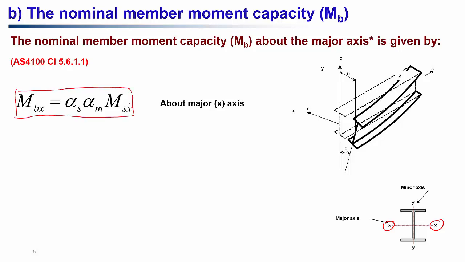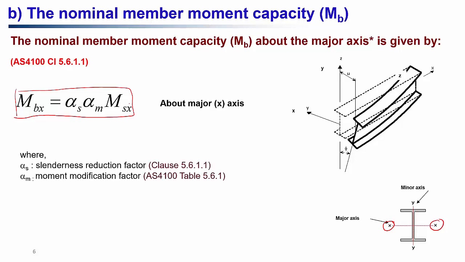So here MSX is nothing but the nominal section moment capacity, which we already found out for the bending about x-axis. Then we have two parameters here, alpha s and alpha m. These parameters are there to take into account the lateral torsional buckling. So alpha s here stands for the slenderness reduction factor, which is given in clause 5.6.1 again. And alpha m here stands for the moment modification factor, which is given in table 5.6.1.